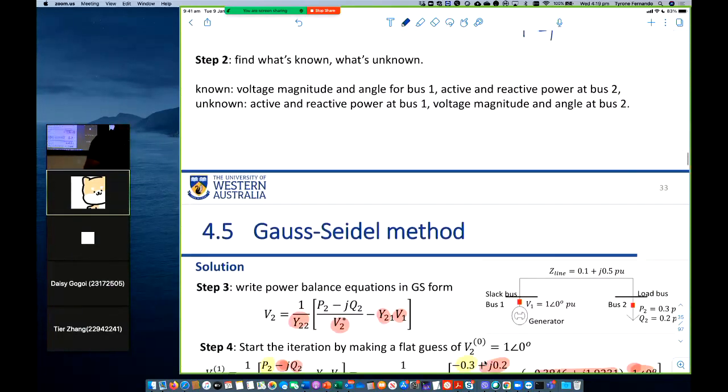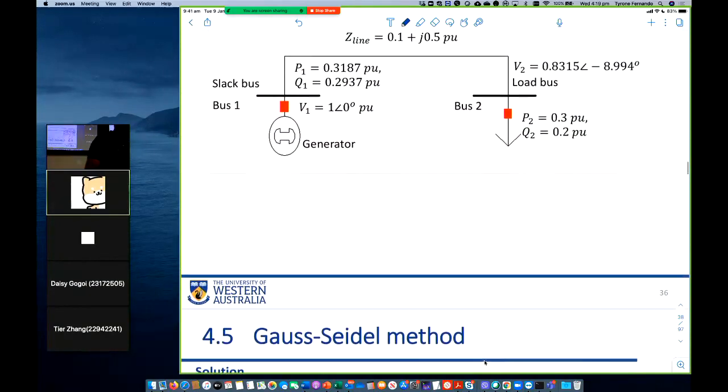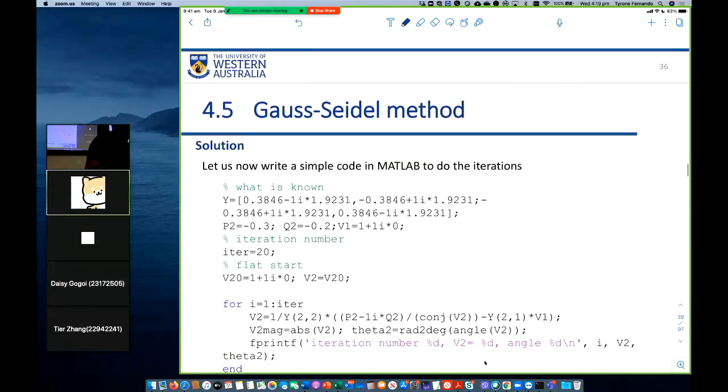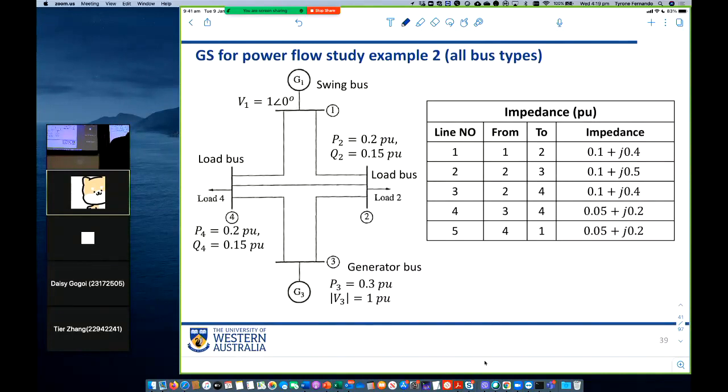So let's look at a little bit more complicated example. Here is a little program that you can write to do the iteration in MATLAB. You can do that yourself. So let's look at, okay, how about we take a short break and then we come back and look at this example. So the break will be what, 5-10 minutes?